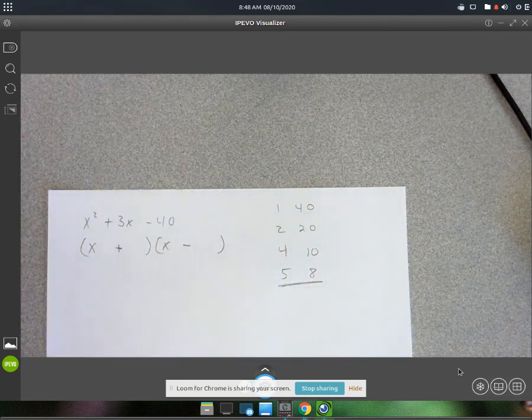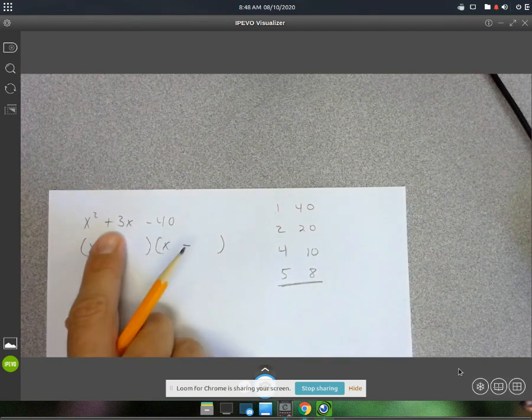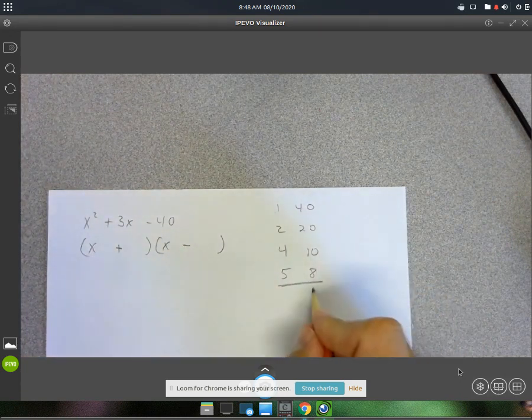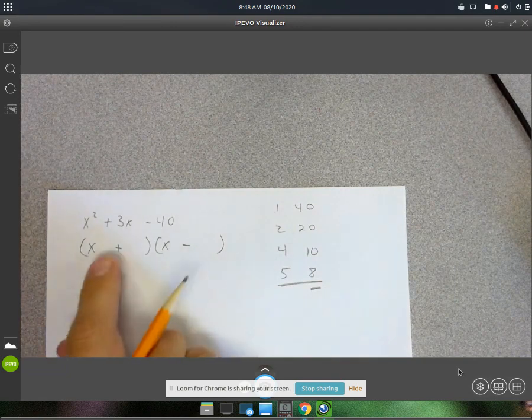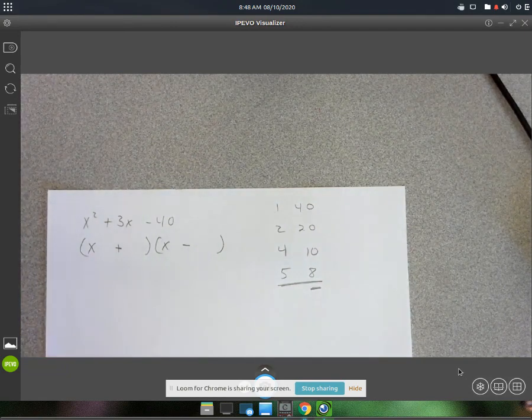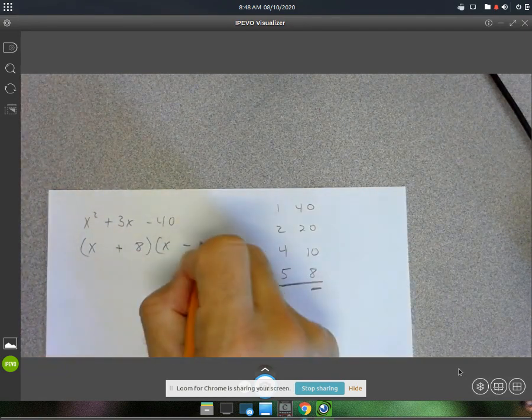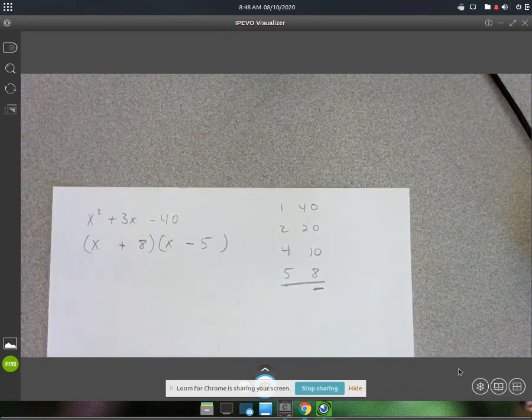All right. Now, because the middle term is a positive, that means the bigger of our two numbers has to be on the positive parentheses. All right. So it's an 8 and a 5. All right, last example here.